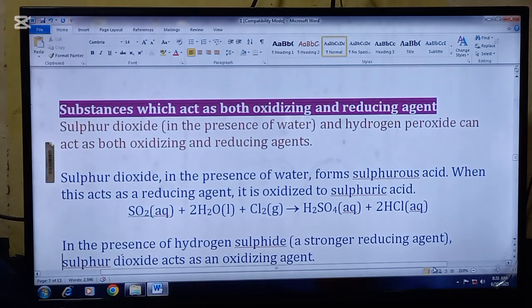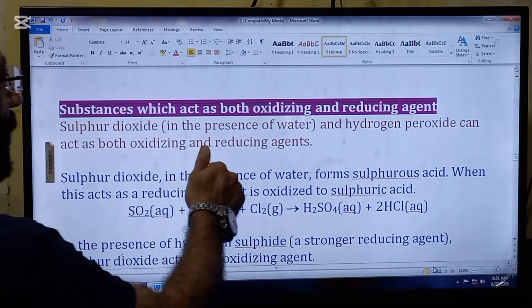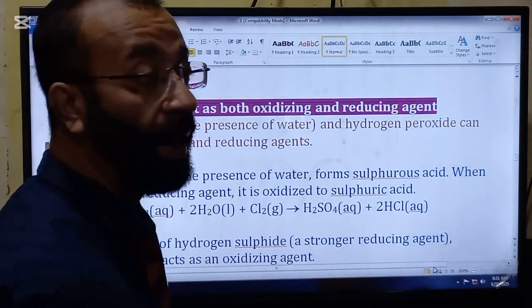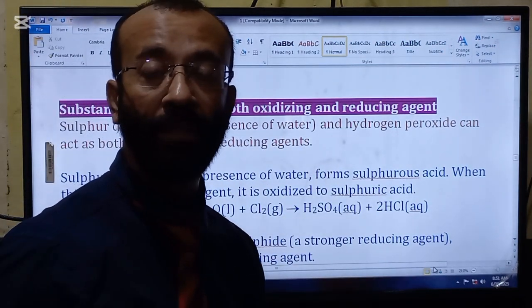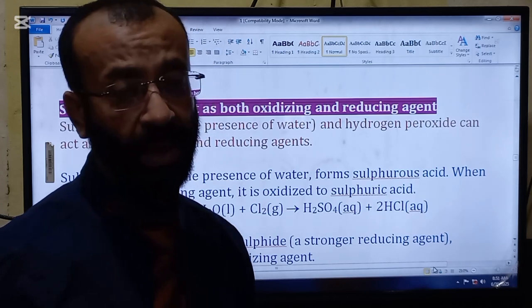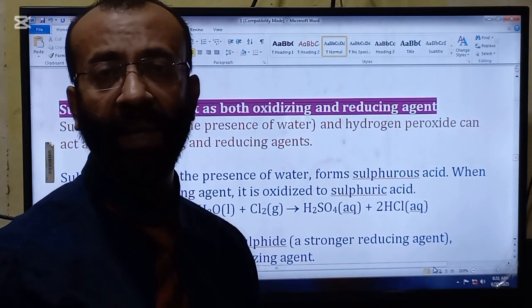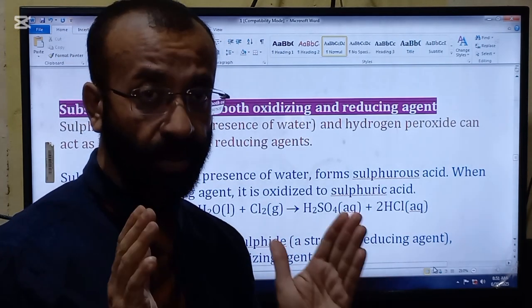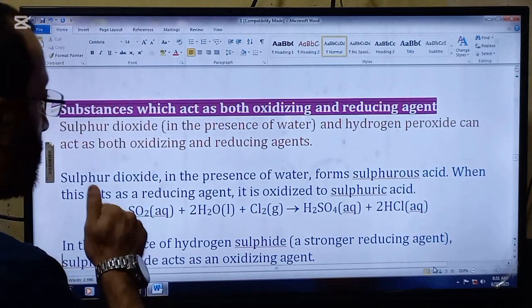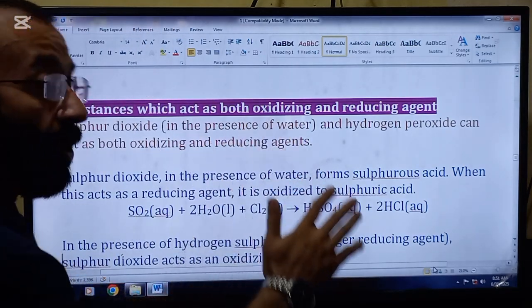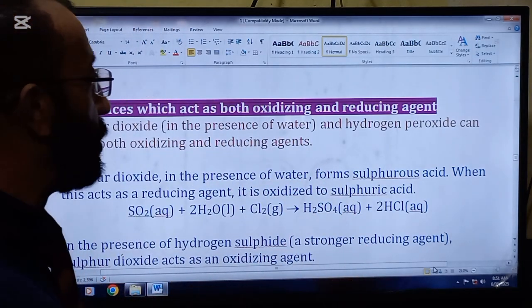The next topic is substances which act as both oxidizing and reducing agents. This is a very important topic. This topic usually comes in every session's paper. So concentrate yourself. Substances which act as both oxidizing and reducing agents.